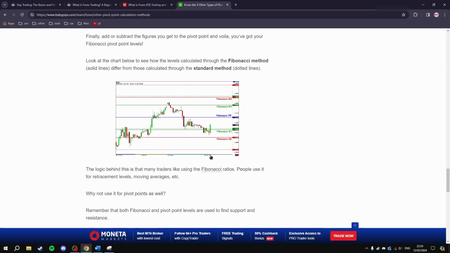The logic behind this is that many traders like using the Fibonacci ratios. People use it for retracement levels, moving averages, etc.